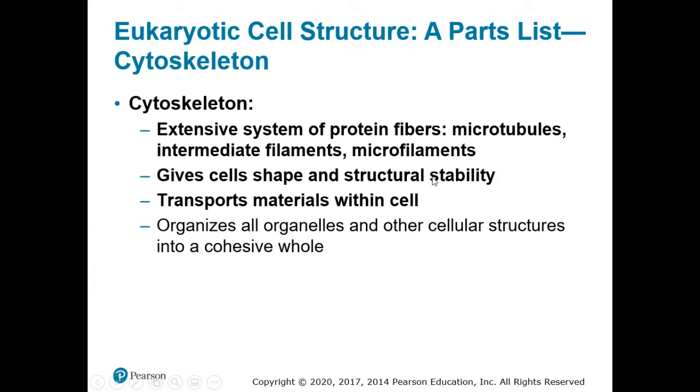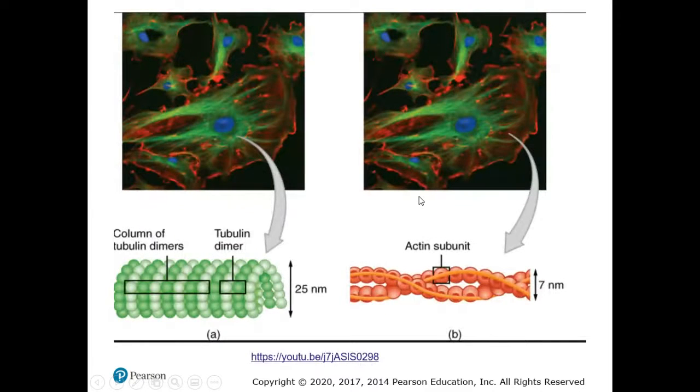So there are three types of proteins: microtubules, intermediate filaments, and microfilaments. Those are three types of proteins that give cells their shape. Another function of the cytoskeleton is movement of molecules inside of the cell, so transporting materials within the cell itself.